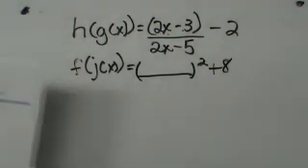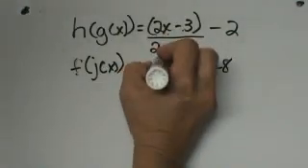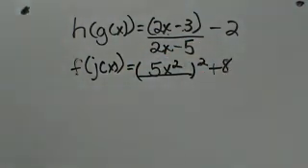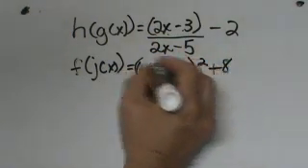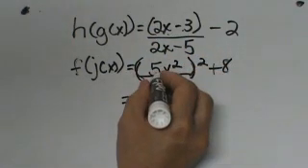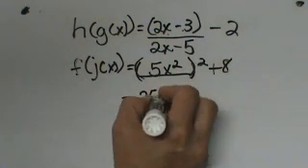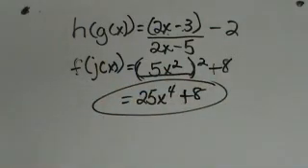Okay, so our j function is just a monomial, so it's a little bit easier to plug in. So let's plug in a 5x squared in for that x. 5x squared. Okay, now we have to simplify that. Okay, 5x squared quantity, meaning all of it, is squared. So you have to square the 5 and square the x squared. So that's going to be 25x to the 4th plus 8. So there is my composite function.